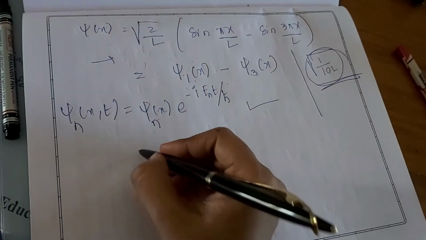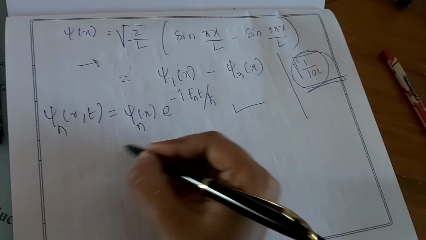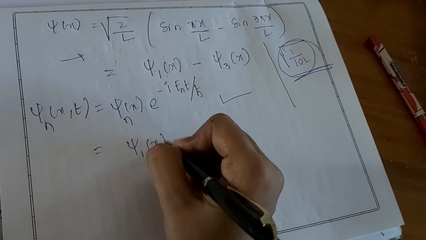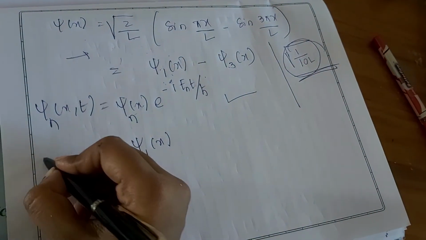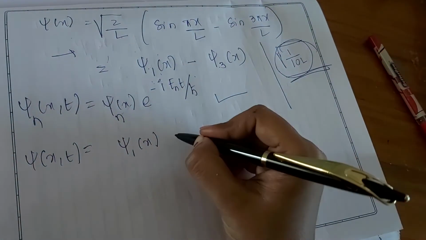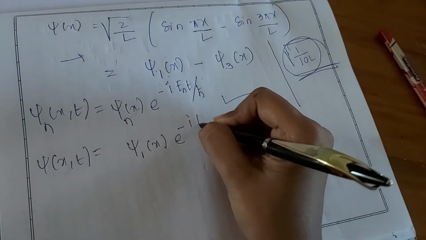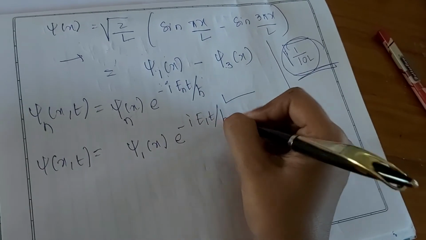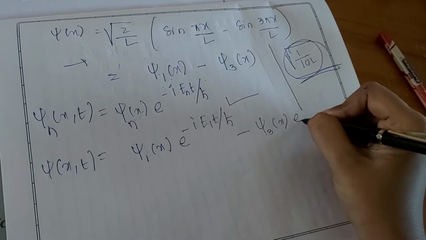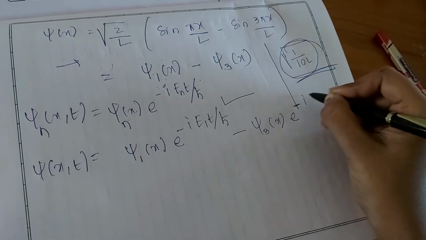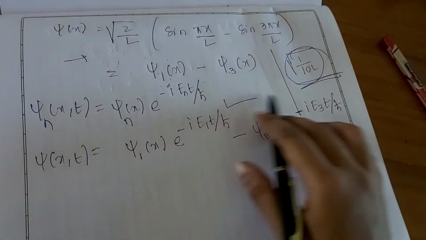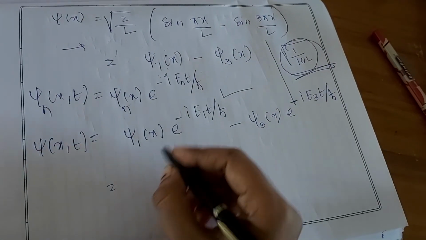Okay, so psi(x,t) will become psi 1 of x e to the power minus i E1 t by h-cut, and this will become psi 3 of x e to the power minus i E3 t by h-cut. See, now I can do this. You can do these things.